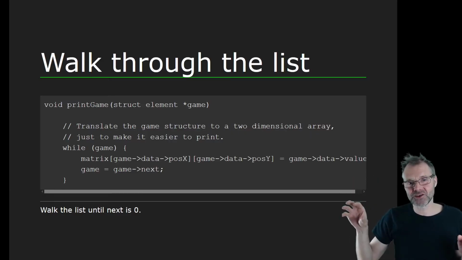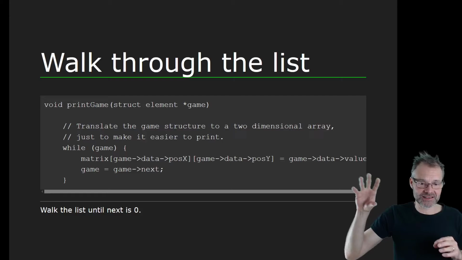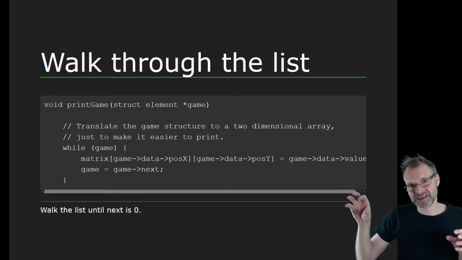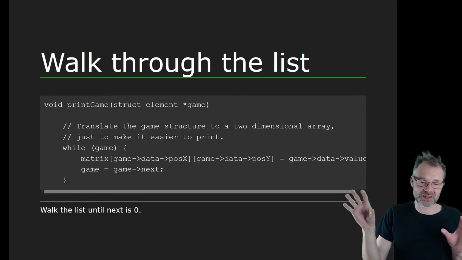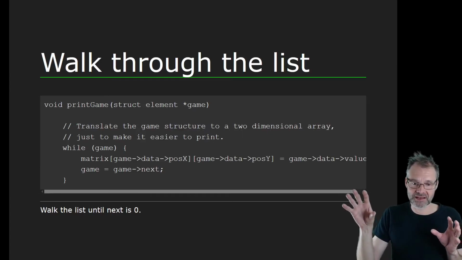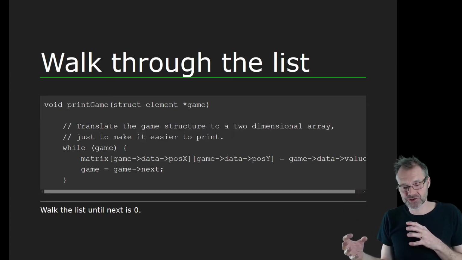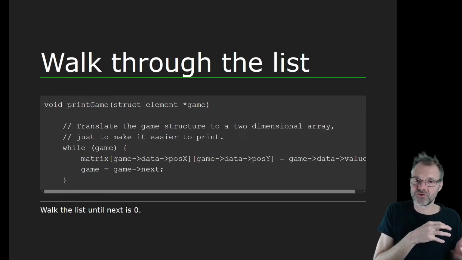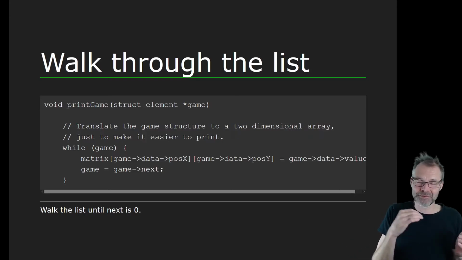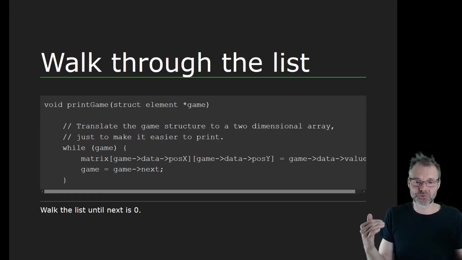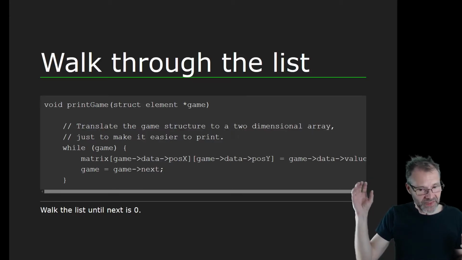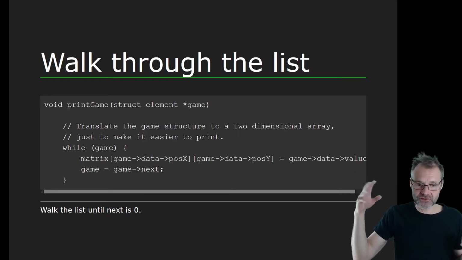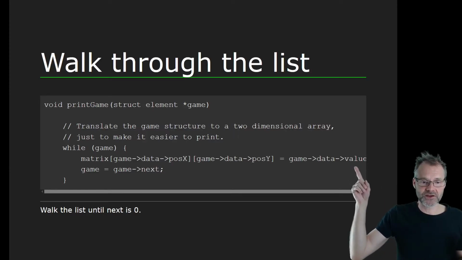And why do I do this? Well, for me it was an easier way to print out the whole game plan when I converted my existing game data structures to a two-dimensional array, because it made it easier to print the game in this small example program. So then I want to go through the whole list. So I'm going to do it like this.